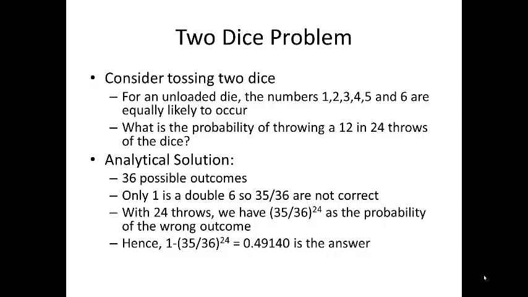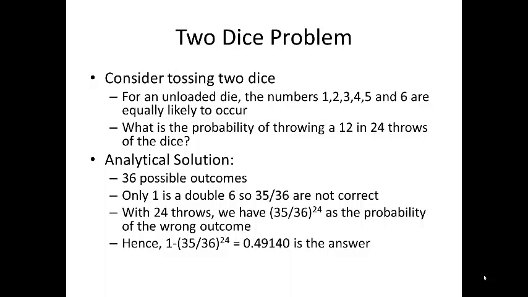Consider tossing 2 dice. For an unloaded die, the numbers 1 through 6 are equally likely to occur. What's the probability of throwing a 12 in 24 throws of the dice? Well, in terms of an analytical solution, there are 36 possible outcomes. Only one is a double 6, so 35 out of 36 are not correct.